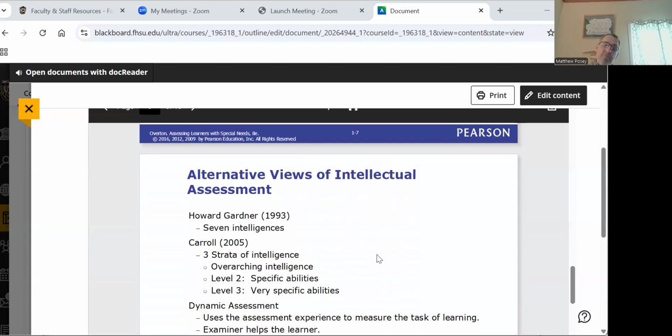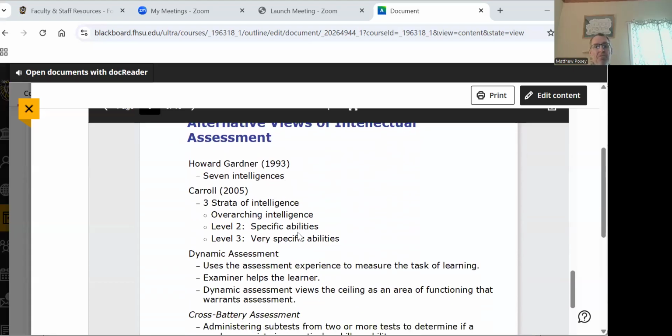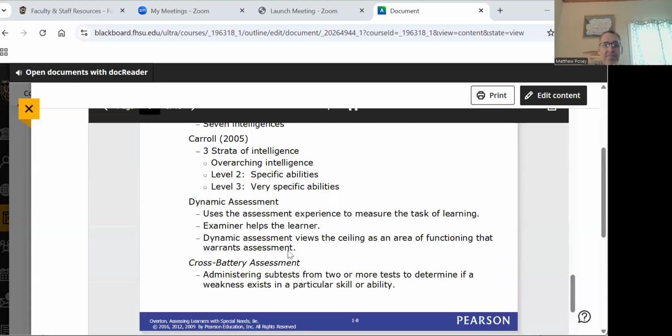There are also other means or methods, alternative uses of intellectual assessments. Some of these you might be familiar with. Howard Gardner has been popular through time, going back to '93 when we had the seven intelligences. Okay, so Gardner's a popular one. Then in '05 we had Carroll, who came up with the three strata of intelligence, have an overarching intelligence, and then there's a level two, focusing on specific abilities, and then level three on very specific.